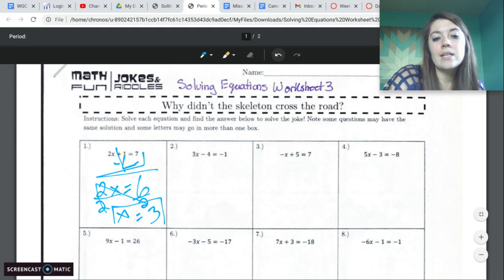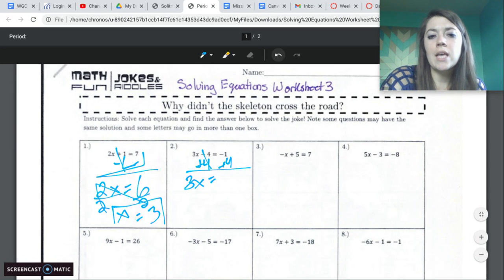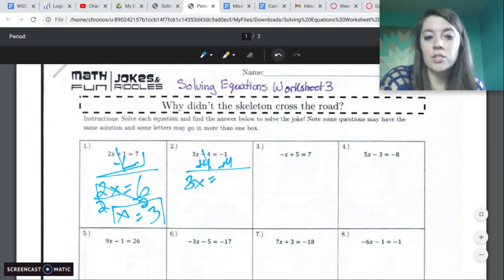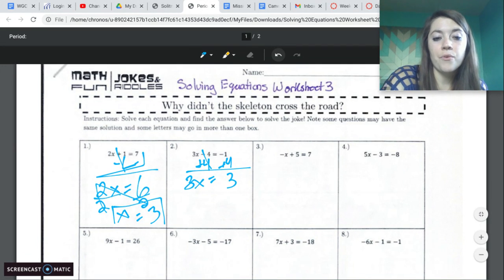All right, number 2, we have 3x minus 4 equals negative 1. To move the minus 4 to the other side, the opposite of subtracting is adding. So we're going to add 4 over. So we have 3x equals, the 4 is canceled out. Anytime you're doing this, and let's say you did a minus 4, if you take negative 4 minus 4, you're going to get a negative 8. Is that really going to help you when it comes to solving? No, it's not. So make sure you have the appropriate signs. Now negative 1 plus 4 is going to give us a positive 3. We divide by 3, and we get that x equals 1.